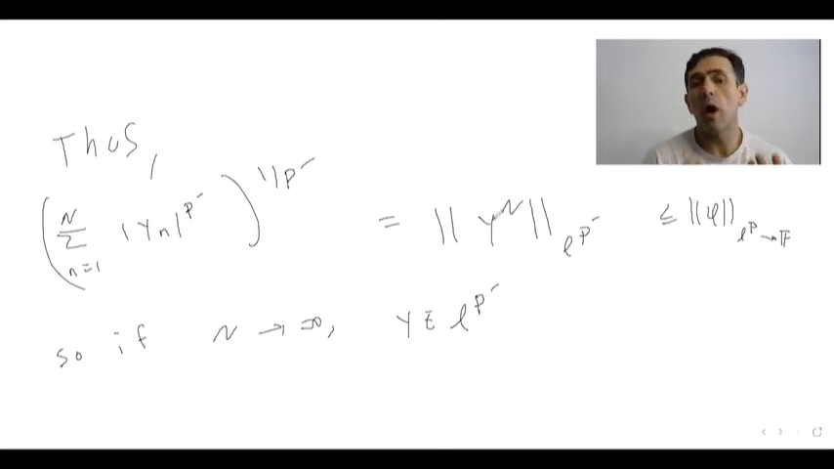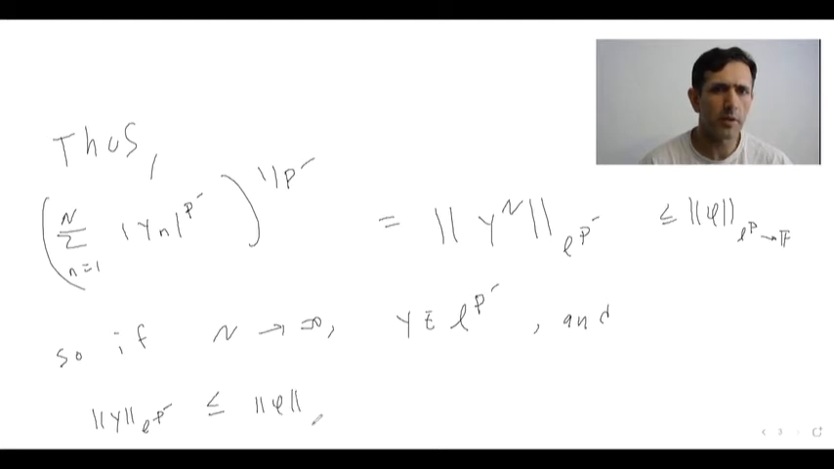You know y^(N) is in little ℓ^p prime. And this also shows that the ℓ^p prime norm of y is less than or equal to the norm of phi. And that finishes the proof since we proved the other direction already.